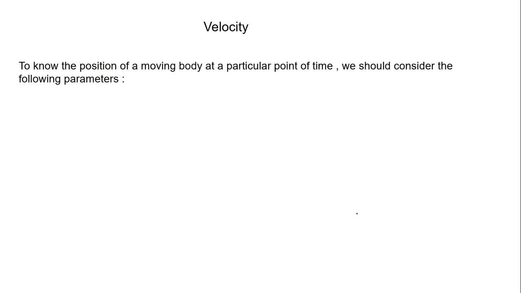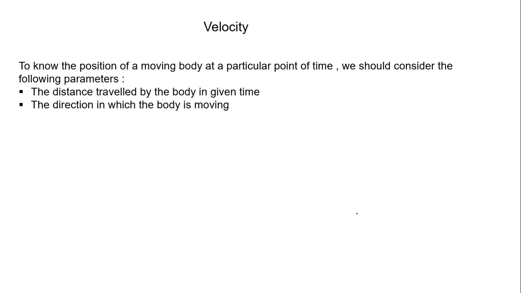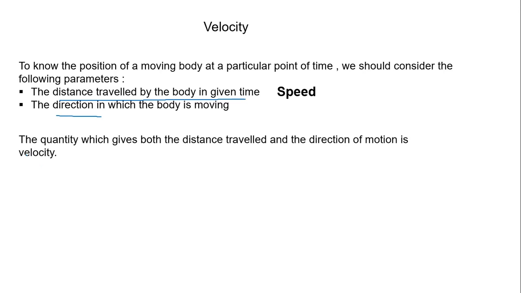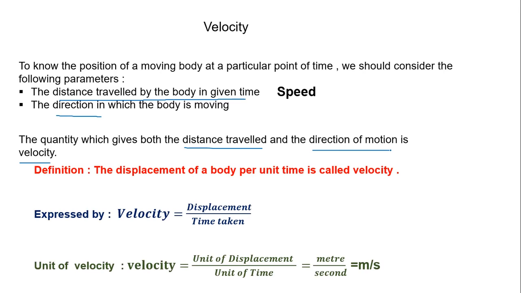Velocity. To know the position of a moving object at a particular point of time, we need to consider the following parameters. First is the distance traveled by the object in the given time, and next is the direction. If we consider the distance traveled by the object in the given time, we get the term speed. So along with the term speed, if we add direction, we will get a new term, that is the velocity. So the velocity gives us information about both the distance traveled and the direction of motion of the object.